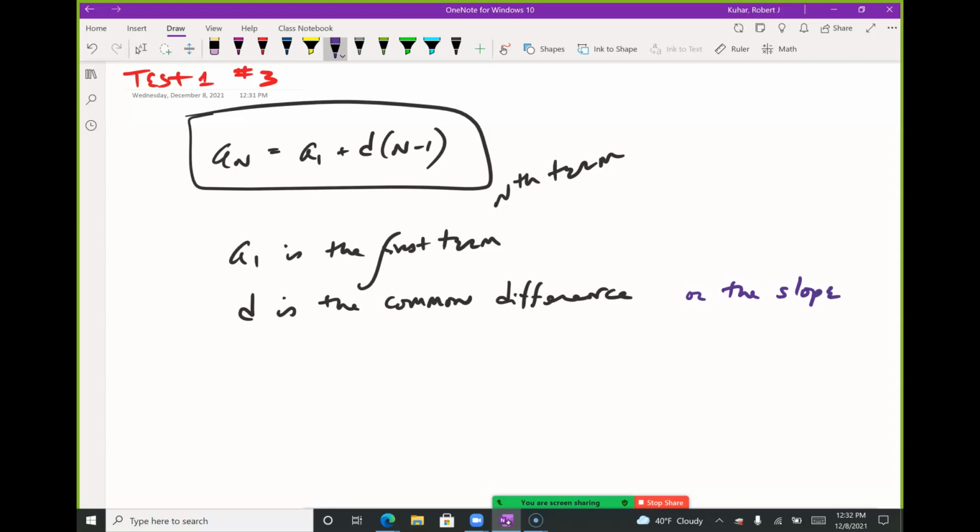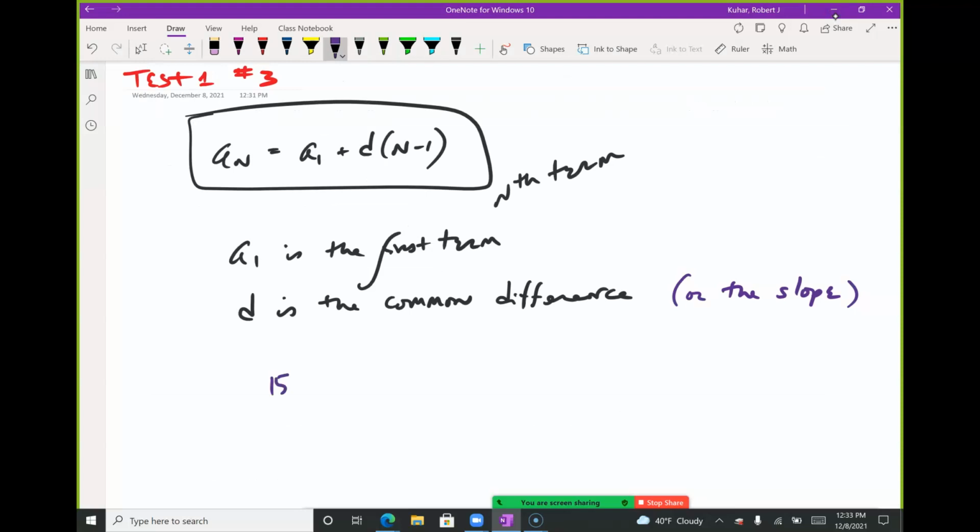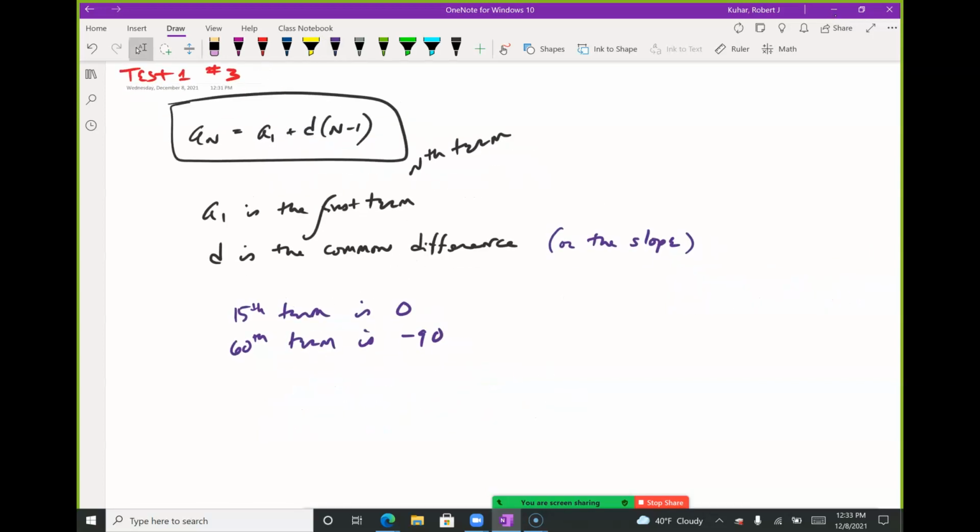Remember, arithmetic sequences are all linear, right? So everyone turns into y equals mx plus b. So you can see almost a y equals dn plus b here, right? So d is the slope. So on our problem, we have the 15th term is 0, the 60th term is negative 90. So we're going to create two versions of this nth term and try to figure out the two unknown variables. You remember doing this semester?